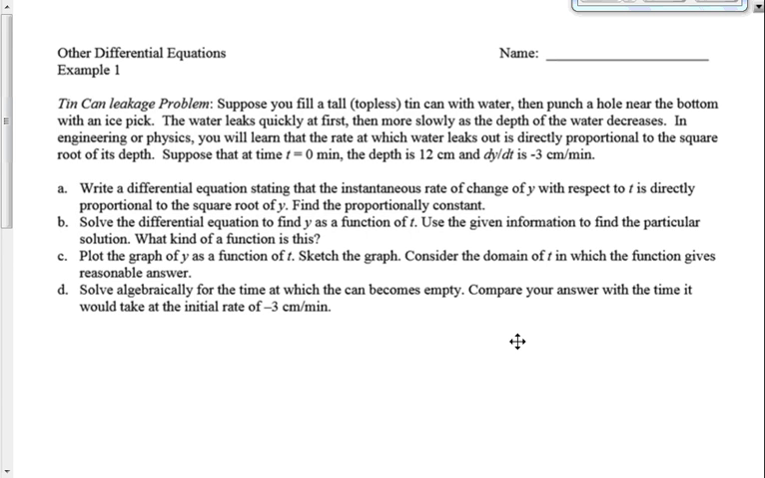Hello, today we are still talking about differential equations. These are just not specifically exponential growth or decay. So what I'd like you to do right now is go ahead and read example 1 to yourself. Pause the video to do so, and then I'll start on part A. So pause the video now, please.